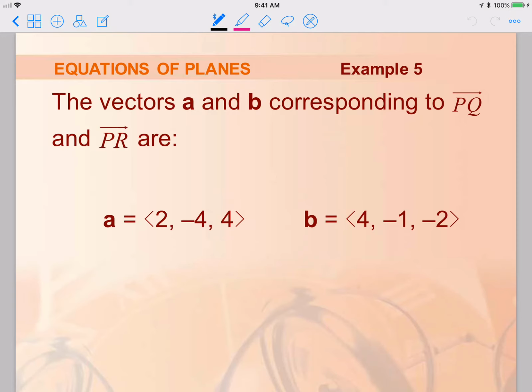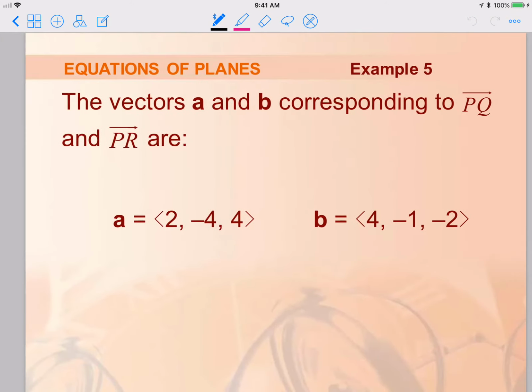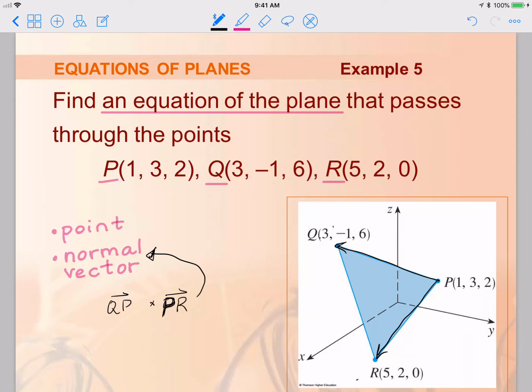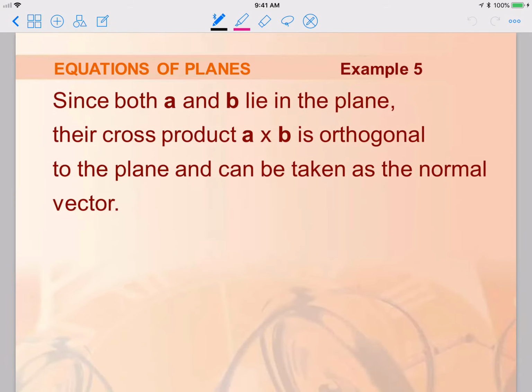Now, how do we get the vector from P to Q and the vector from P to R? We just simply subtract our coordinates. So from P to R, we've got 5 minus 1, which is 4, 2 minus 3, which is negative 1, and 0 minus 2, which is negative 2. And similarly, we find the components for the vector from P to Q.